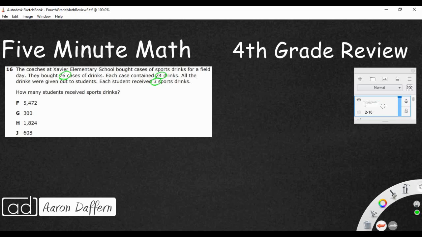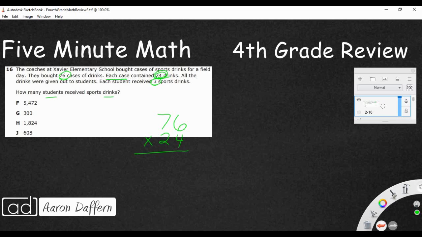How many students received sports drinks? Well, we don't know how many students there are. First, I've got to figure out how many sports drinks we got. We got 76 cases, and each case had 24. So 76 cases of 24 each.